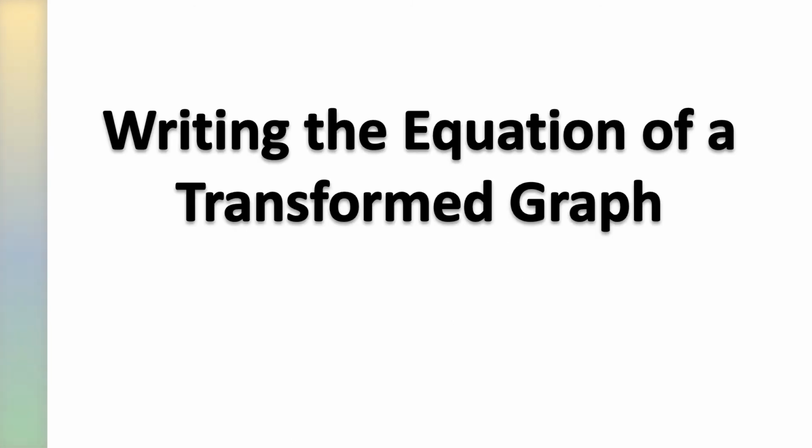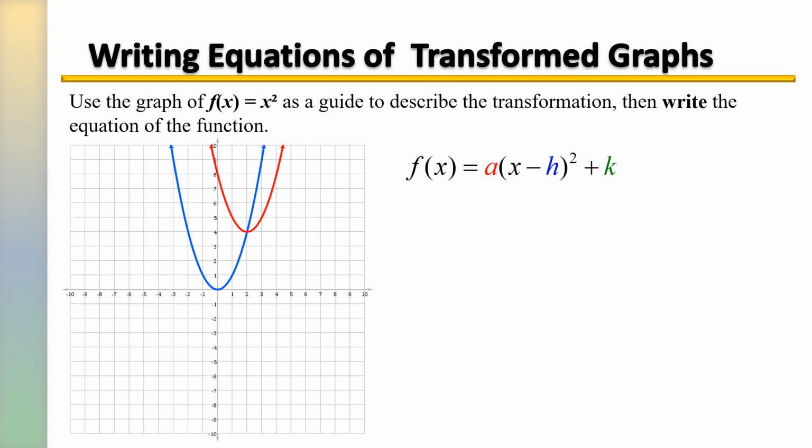And now, writing the equation of a transformed graph. So here we're going to use the parent function x squared as a guide to not only describe the transformation, but to write the equation of the function. So you notice in blue we have the parent function x squared, and the graph in red represents the transformed function.